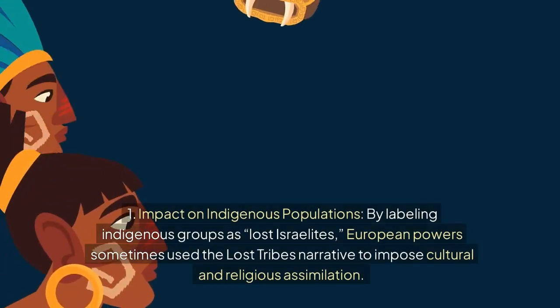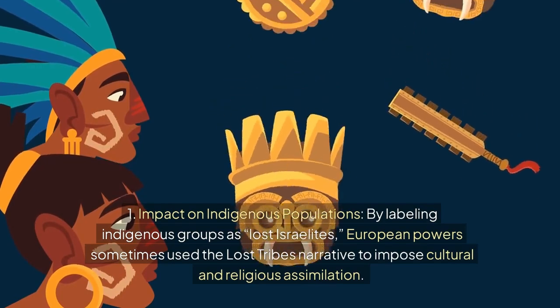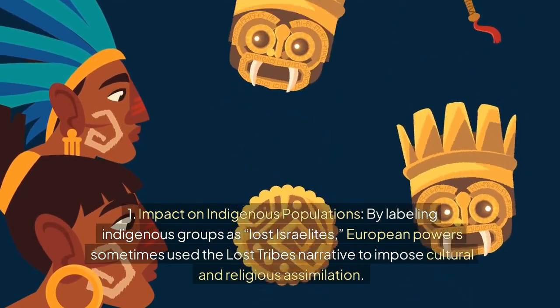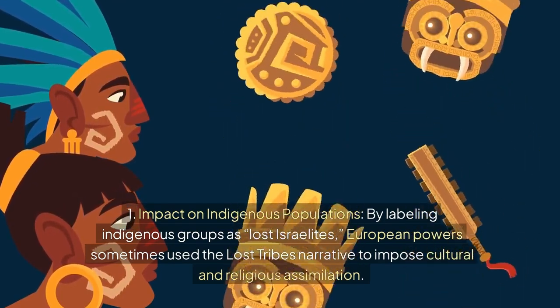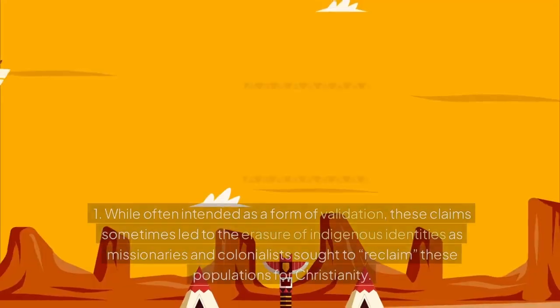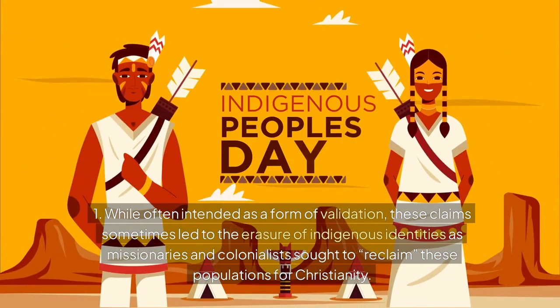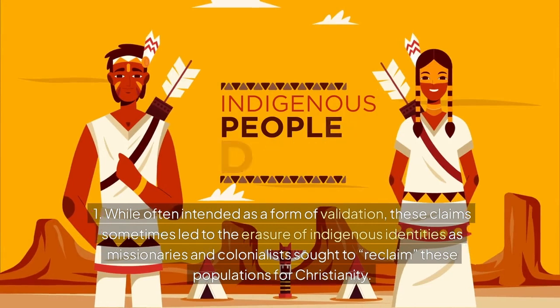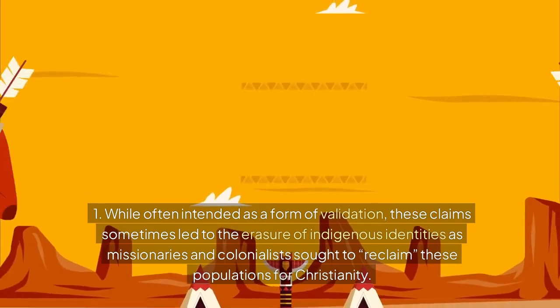Impact on indigenous populations. By labeling indigenous groups as lost Israelites, European powers sometimes used the lost tribes narrative to impose cultural and religious assimilation. While often intended as a form of validation, these claims sometimes led to the erasure of indigenous identities as missionaries and colonialists sought to reclaim these populations for Christianity.